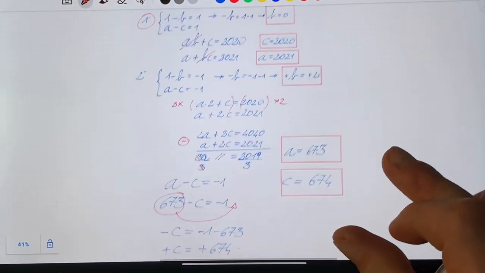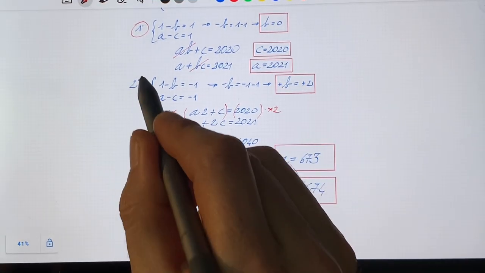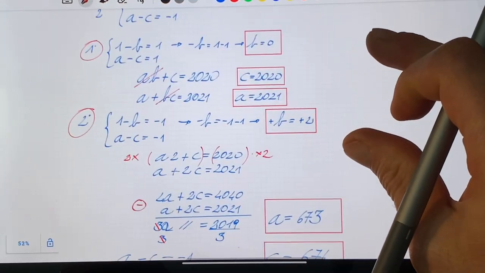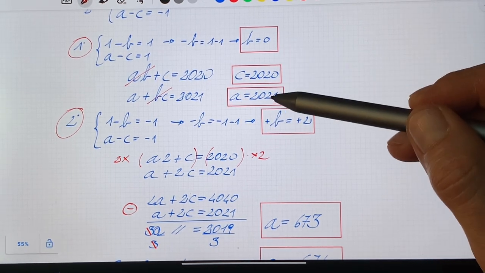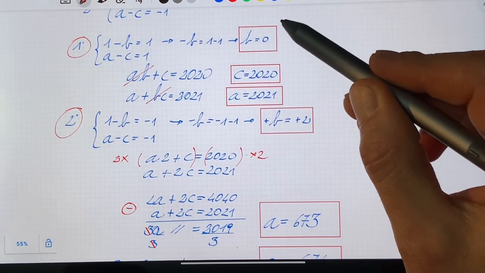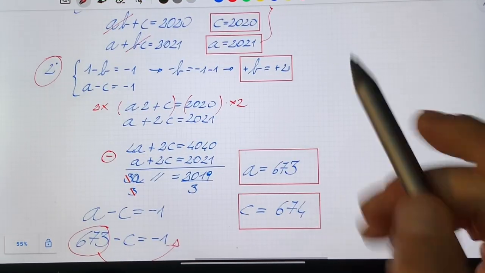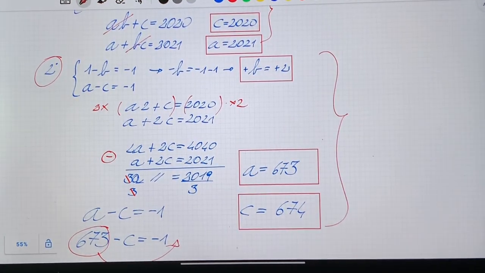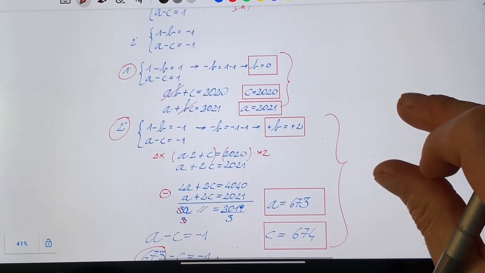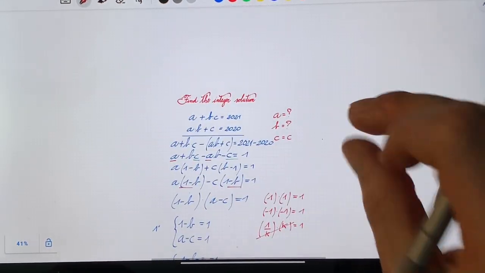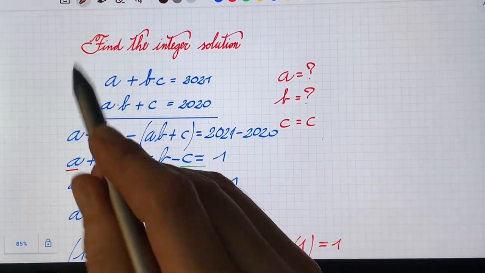Now, we have found two different values for a, b, and c. In the first case, we got these three values. In the second case, we got those three values. And those are the integer solution of those two equations here.